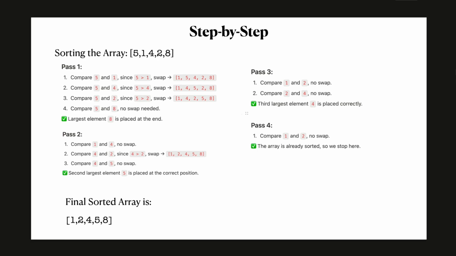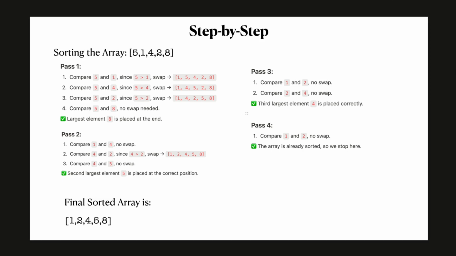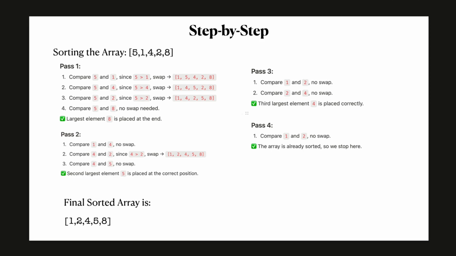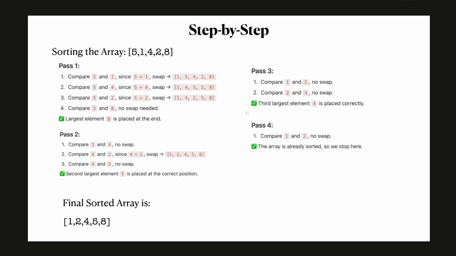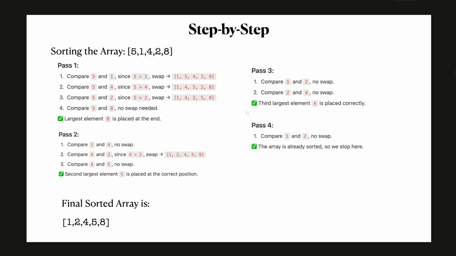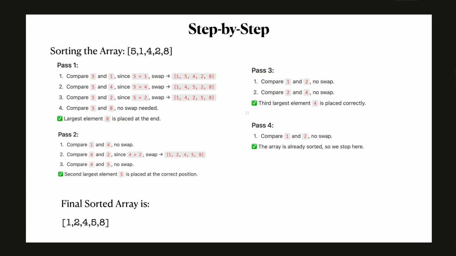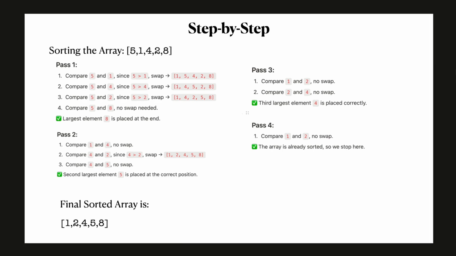In the next iteration, compare 5 and 4. 5 is greater than 4, so swap it. After swapping, the resultant array will be 1, 4, 5, 2, 8. Here you can see 4 and 5 have changed their places. In the next iteration, compare 5 and 2. Since 5 is greater than 2, swap it. The resultant array will be 1, 4, 2, 5, 8. Here you can observe that 5 and 2 have changed their places.